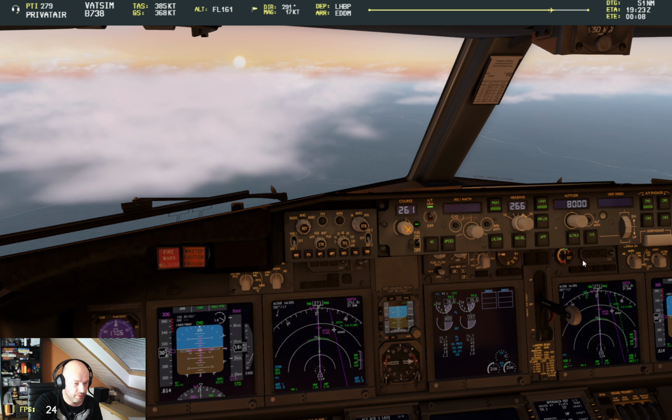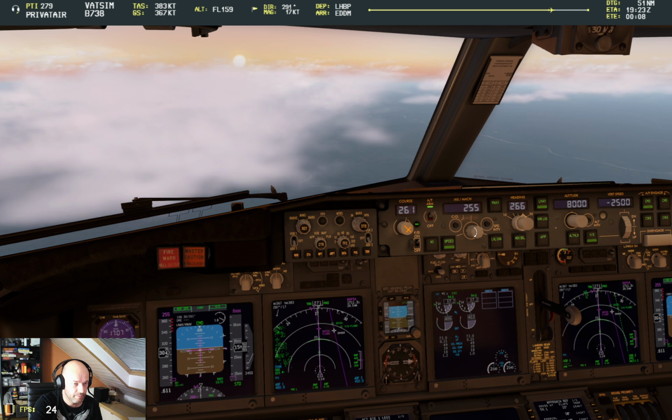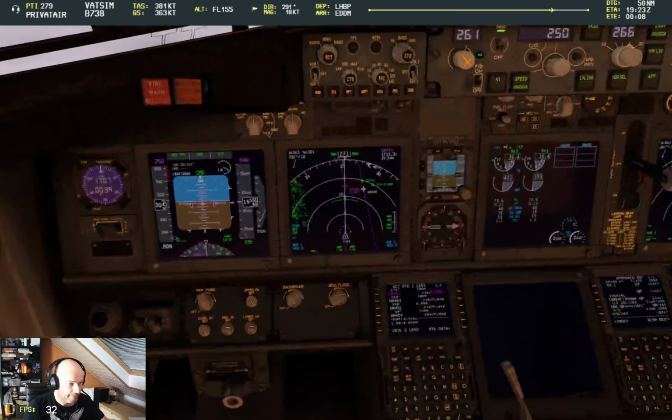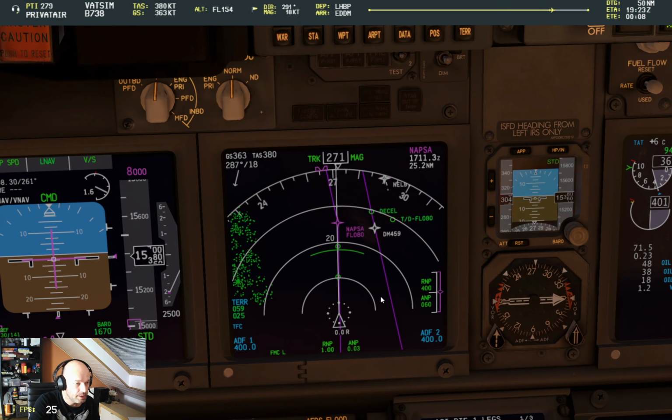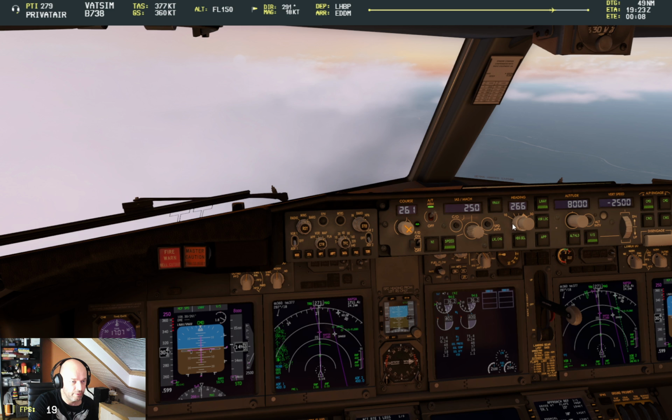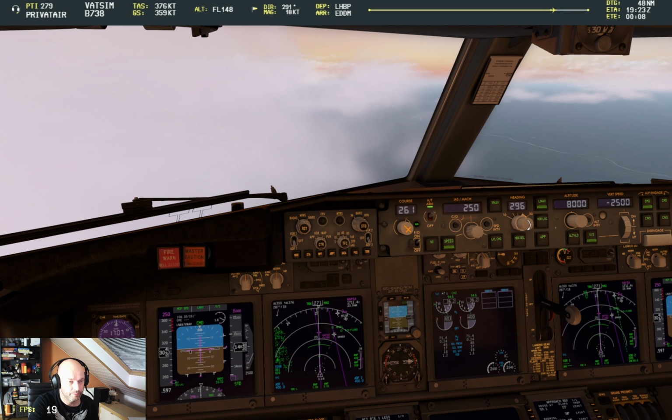Cool, and what I do now is I select vertical speed and we reduce to 50 to make sure we go to idle thrust and the plane will start decelerating slowly. And as you can see, the forecast descent point, or rather where we're gonna reach the 3295, private air 279. Heading 295, heading select green.